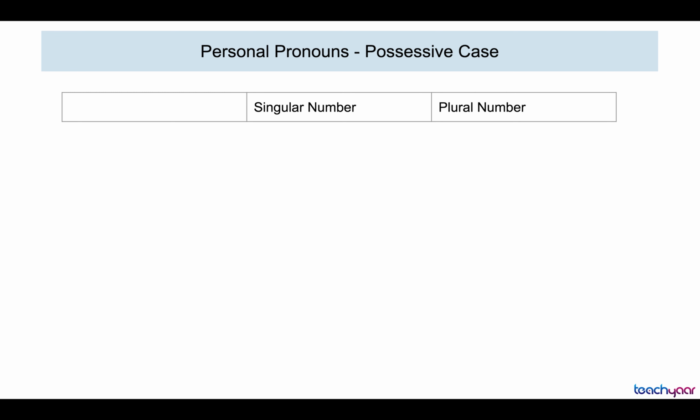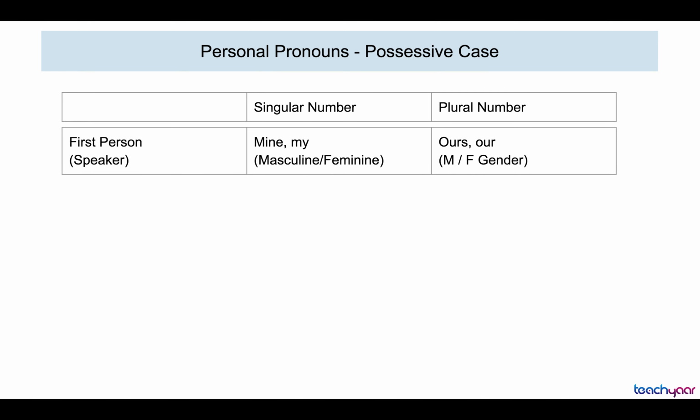Now what about the possessive case? We have done this also before. So if something belongs to you, ownership, possession. So again we take the first person, that means the speaker. So if it is singular, what do you say? This book is mine. I'm expressing the ownership.